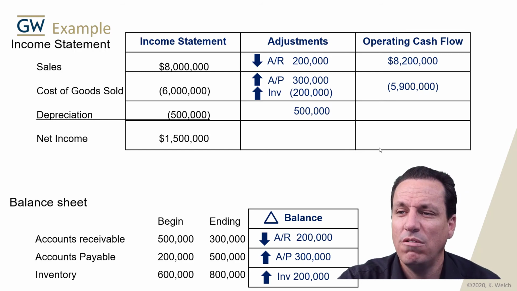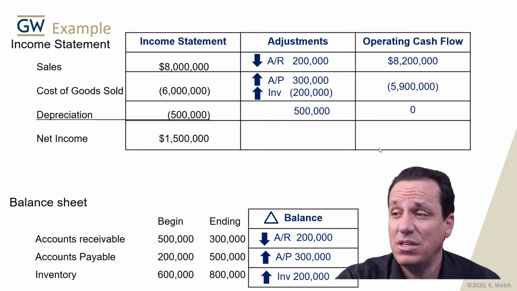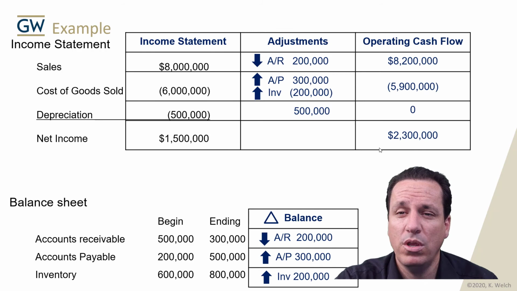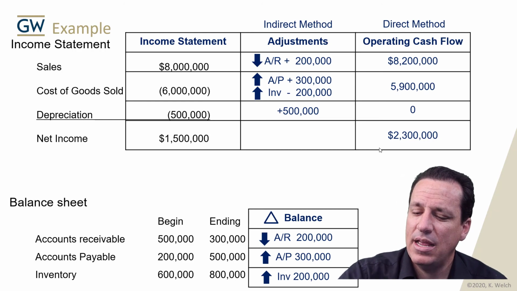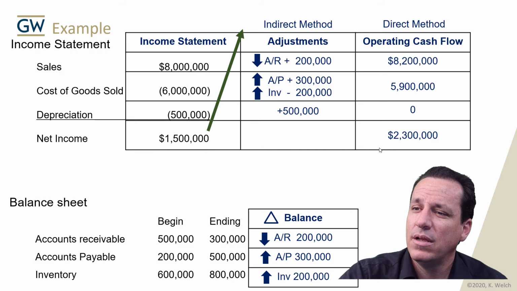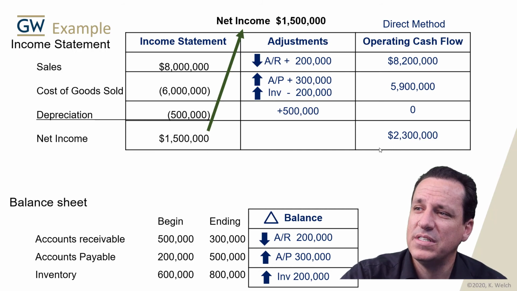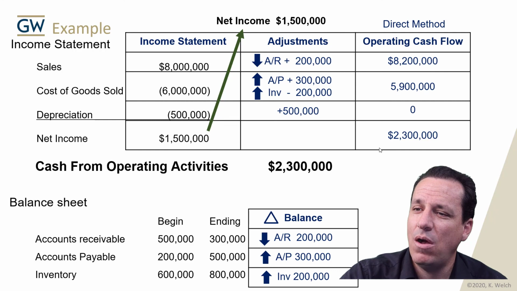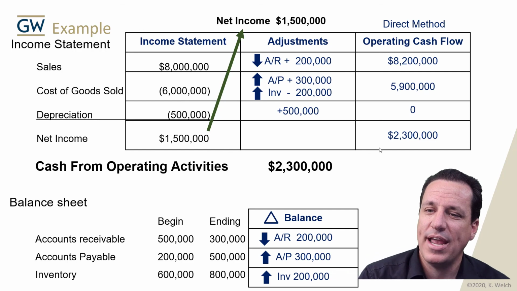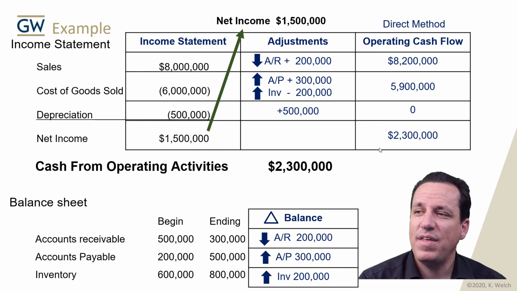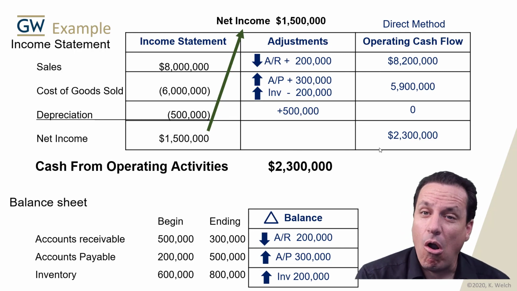Then depreciation. Well, 500,000 net 500,000 is 0. So what's our operating cash flow? 2.3 million. 2.3 million is our operating cash flow. And you'll notice each column is the indirect and the direct method. And if you actually go through and put that net income up at the top of the adjustments and do the math all the way down through those adjustments, you have net income at the top and your cash flow from operating activities at the bottom of that second column in. And that's your indirect method. So you have your direct and indirect all in one spot.